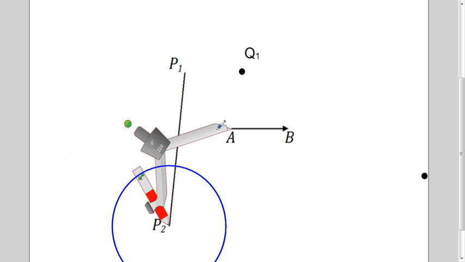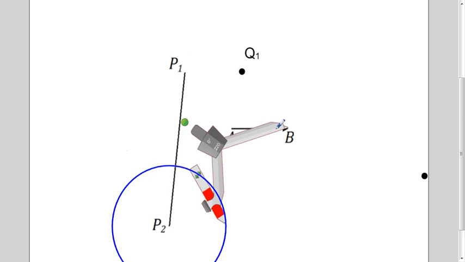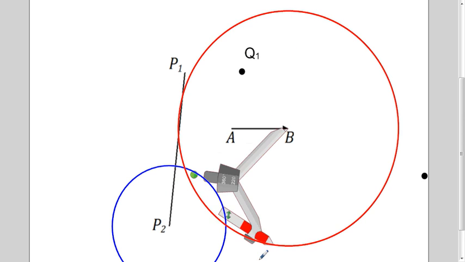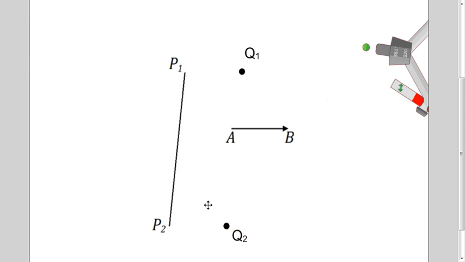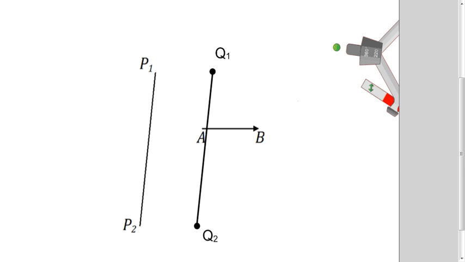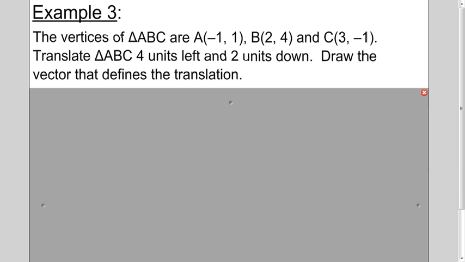And so now we want the direction, so you're going to move to the end of the vector at B and draw a circle. And now we pick the point where we have the vector going in the correct direction, so this point. And now, if we connect Q1 and Q2, we will have a segment that has been translated along vector AB. There we go.